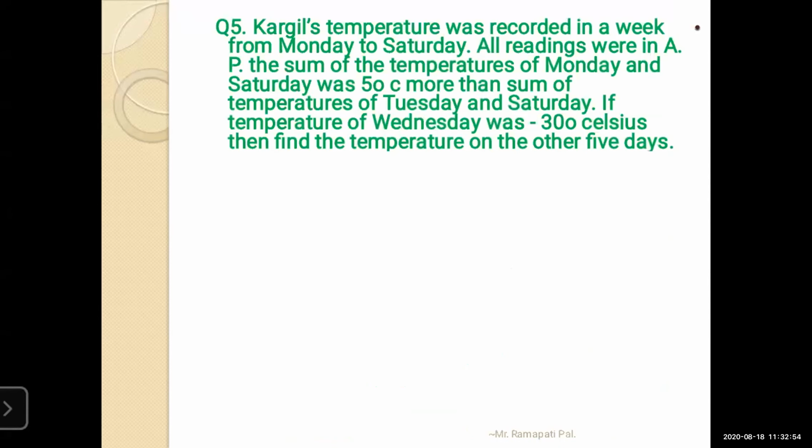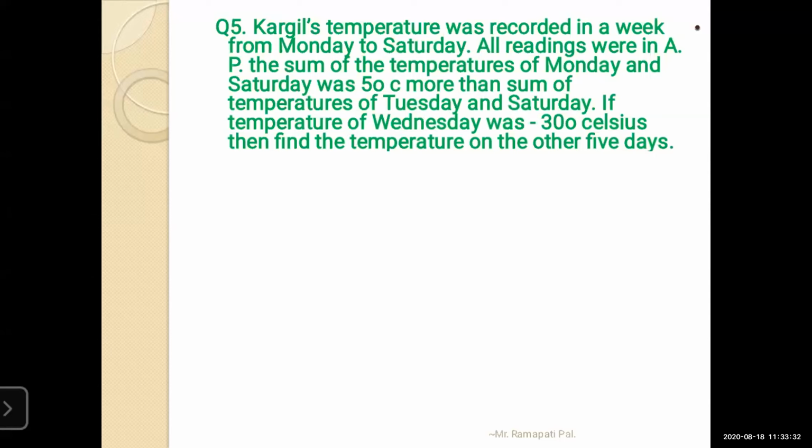See the question properly. Kargil temperature was recorded in a week from Monday to Saturday. It is mentioned Monday to Saturday, how many days? 6 days. All readings are in AP. The sum of the temperature of Monday and Saturday is present in AP. So we have to write in such a way that it should be in AP. If we take any numbers, it cannot be in AP. So to represent in an AP, what we are doing?